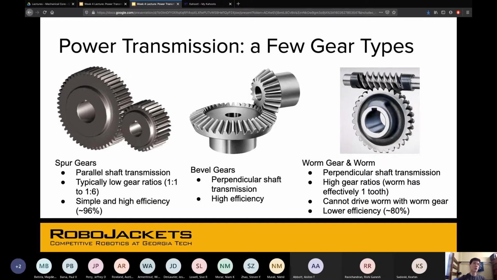Generally, the worm itself has only one tooth. What happens is the worm rotates, which then rotates the gear and its shaft. So it's another perpendicular shaft transmission like the bevel gears. But because the worm is effectively one tooth, the ratio between the worm and the worm gear is going to be huge. You cannot drive the worm with the worm gear. I misspoke. The worm itself is what's driving. So if you've got the little number on top and the big number being driven, again, that's for torque.